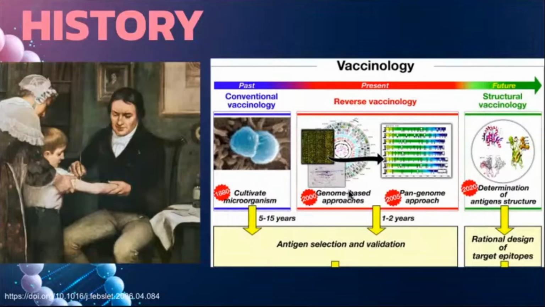Whereas now, we have reverse vaccinology, which are genome based approaches and pangenome approaches, as well as structural vaccinology. Instead of the decades that it took, it has come down to like 1 to 2 years, where you identify those proteins via a genomic based approach. This reverse vaccinology was first applied to develop a vaccine against serogroup B for meningitis. And this serogroup B Neisseria meningitidis was a major cause of sepsis and meningitis.